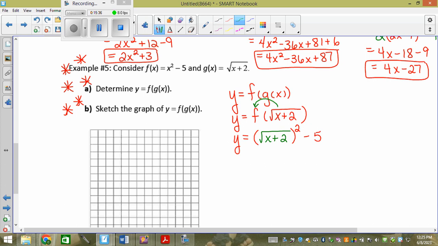So how do we do that with radicals? Remember we said x plus 2 has to be what? Greater than or equal to 0. Why is it equal to 0? Can we take the square root of 0? Yes. So radicals are always greater than or equal to 0.